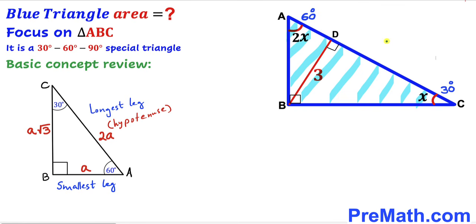And now let's focus on this triangle ABC. Since this is our smallest angle, so this is going to be our smallest leg, and this is going to be simply lowercase a, whereas this side is going to be our longest side, so this is going to be 2 times lowercase a, and this third leg has got to be a times the square root of 3.